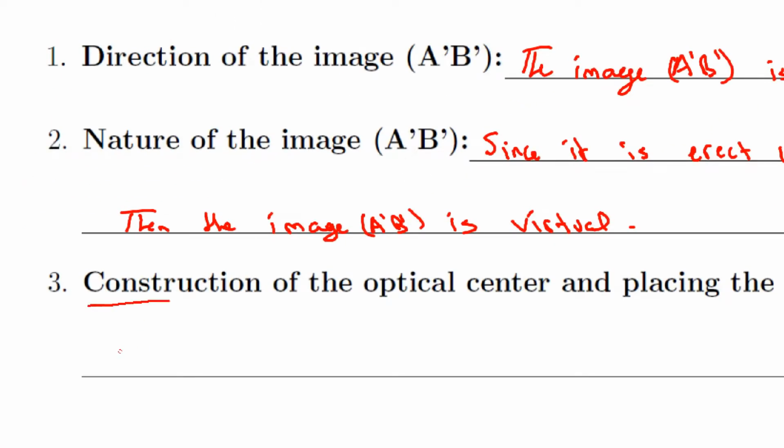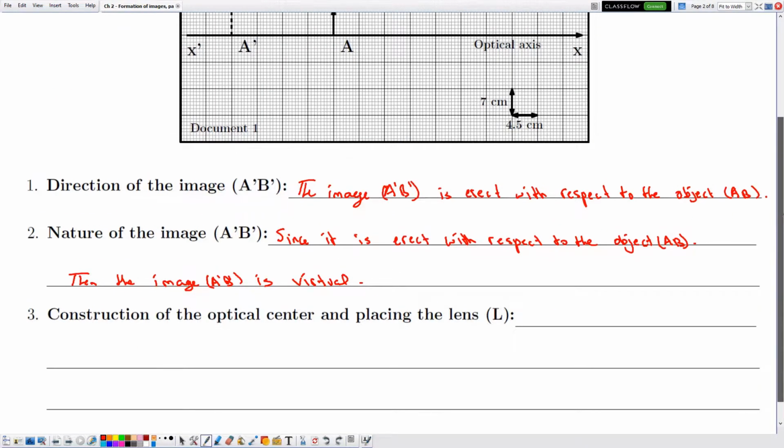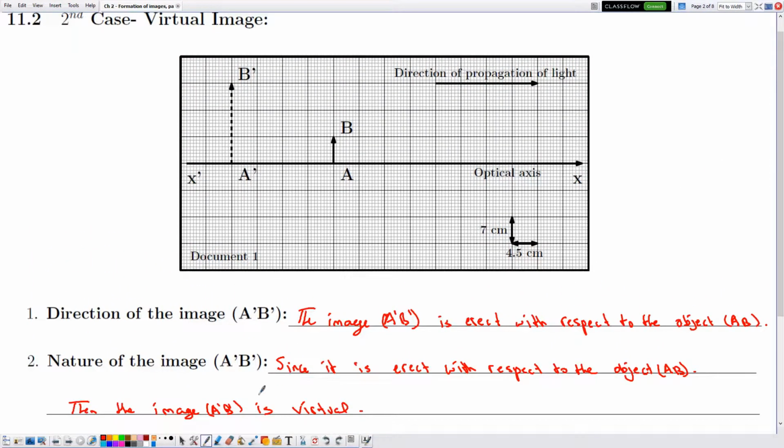the word construct means that we need to trace and justify at the same time. So first let's do the tracing. Now if we join the 2 points B and B prime, so the intersection between BB prime and the optical axis is the optical center O. So this is the optical center.